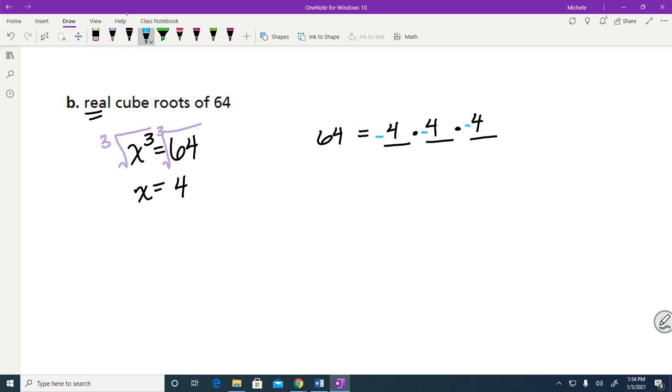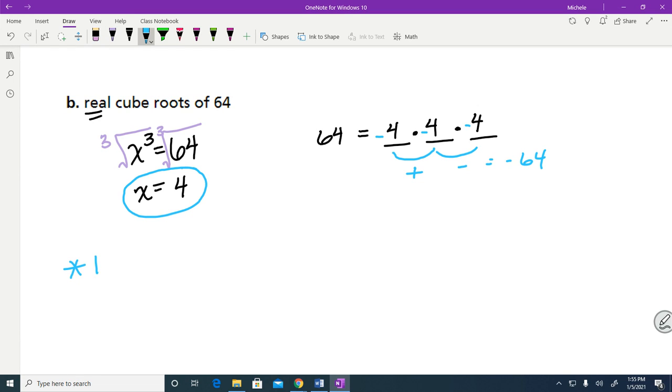Will negative 4 multiplied by itself 3 times equal positive 64? Negative 4 times negative 4 is positive 16, and then a positive times a negative is negative 64. So negative 4 times negative 4 times negative 4 does not give me 64. So a real cube root only has 1 real root.